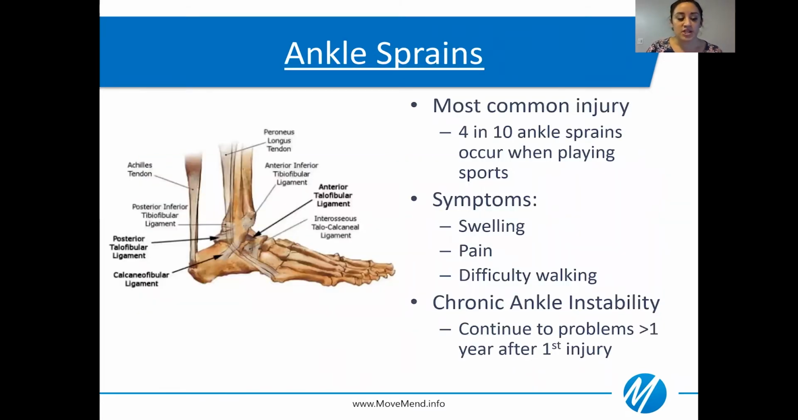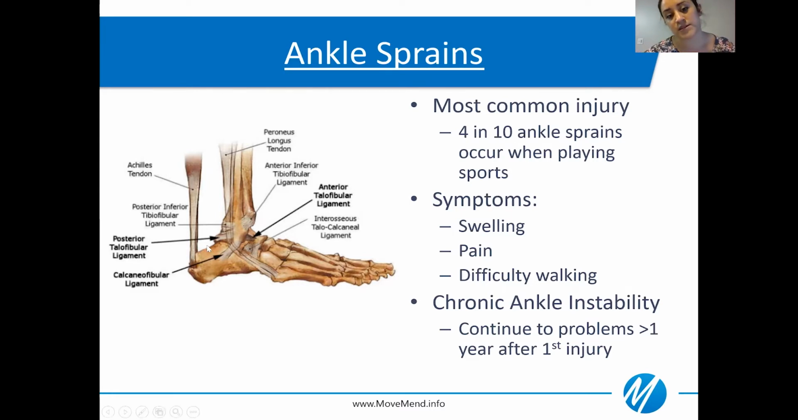So to get us started, we're going to go over ankle sprains. Ankle sprains really are one of the most common foot and ankle sports-related injuries for which many people seek medical care. People of all ages sprain their ankles, and it's said that 4 in every 10 first-time ankle sprains actually occur while playing sports. So there are quite a few ligaments in the ankle. And the most commonly sprained ankle ligaments in soccer specifically involve the CFL and the ATFL.